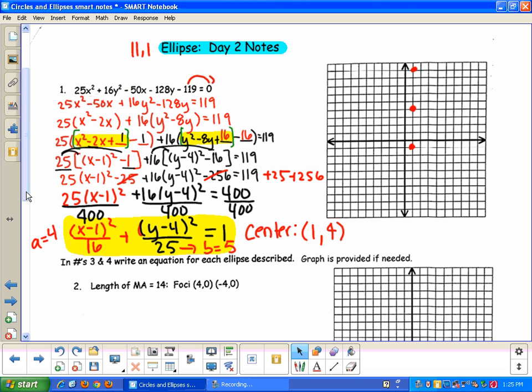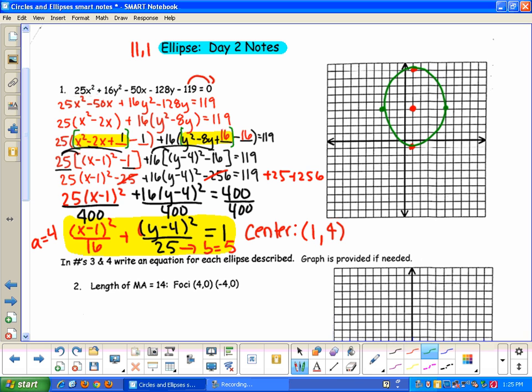And that's my major axis, and for my minor axis, we're going to go right 4 and left 4. And then we can complete our ellipse as best as we can by hand. So that would be my ellipse.